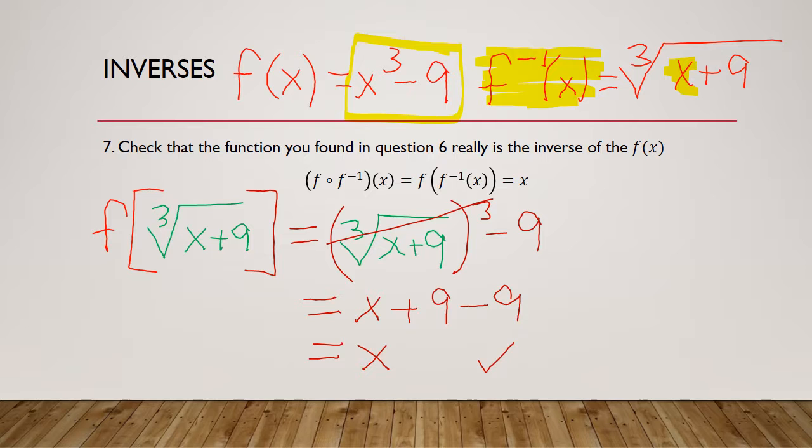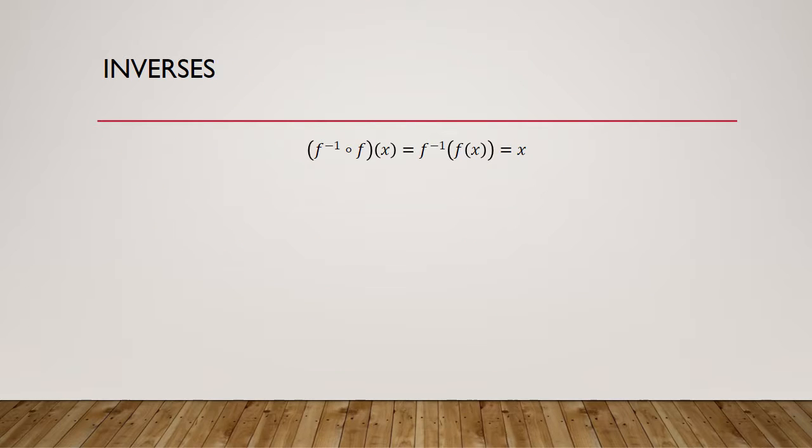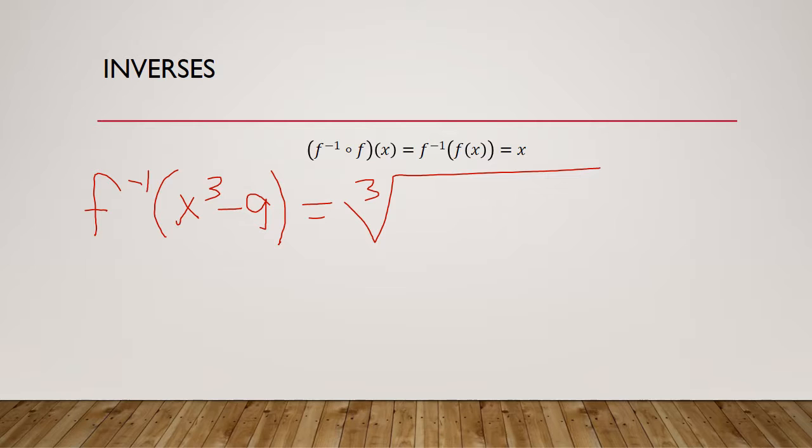Now I have to compose them the other way. So I'm going to take the function f inverse of x, and I'm going to replace all of its x's with x cubed minus 9. So remember, the function f inverse is the cube root of x, the input, cubed, add 9. So the input here is x cubed minus 9.